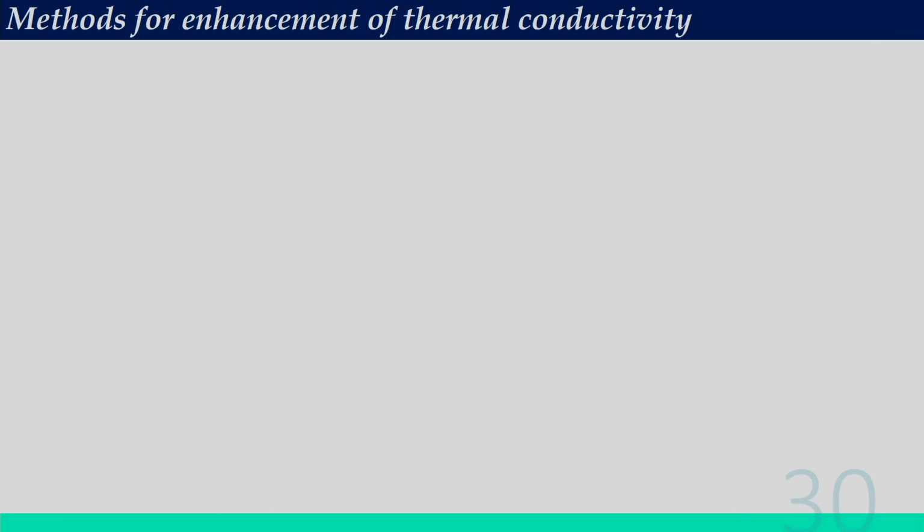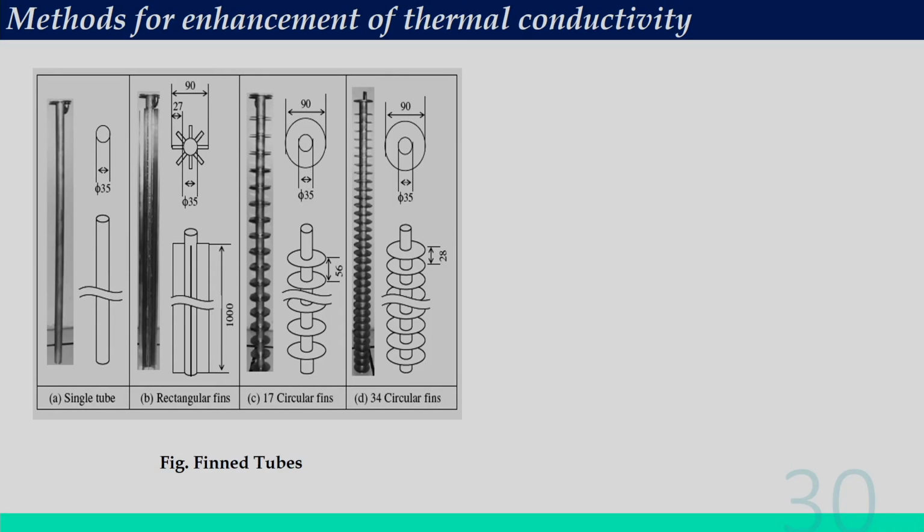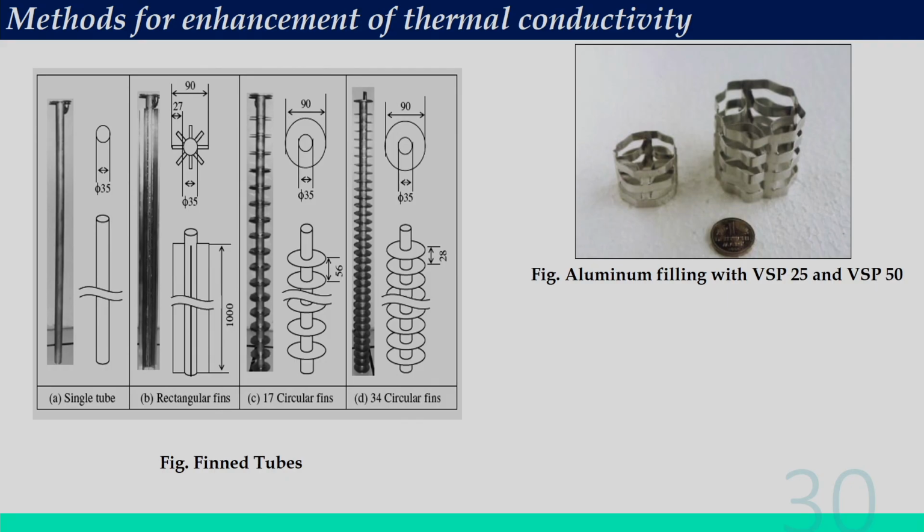So, these are the drawbacks this kind of system has. There are also other enhancement methods like finned tubes. We can make this kind of fin and insert it there to increase the thermal conductivity of the system, or the effectiveness of the PCM system. Also, aluminum filling with VSP 25 and VSP 50 is seen. This VSP means vegetative storage protein, and this one is 25 kD and this is 50 kD. That is why it has that name.